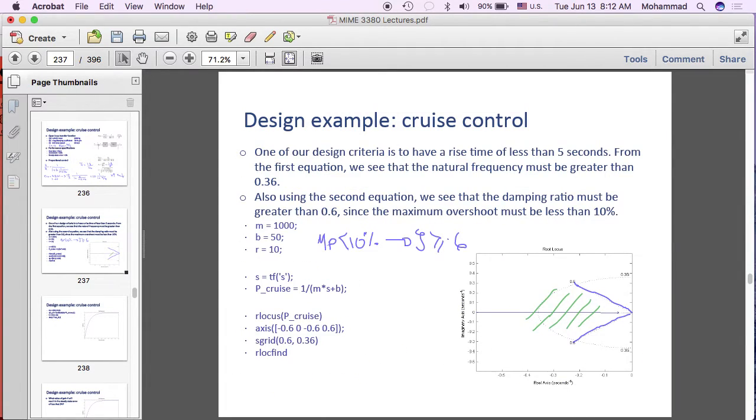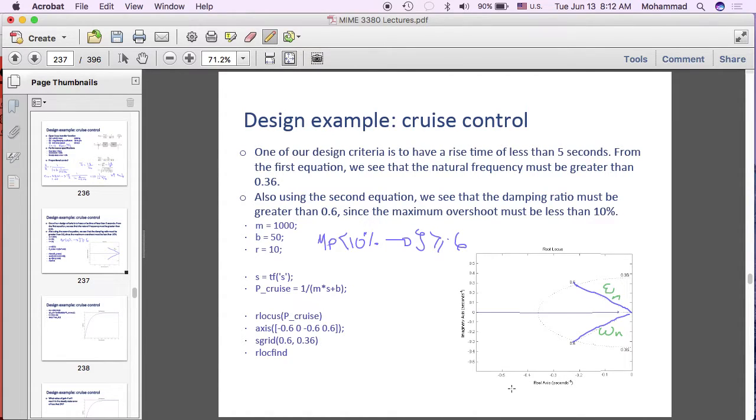So again, if you look at this area, this half circle is associated with natural frequency omega n, because if you recall, the distance from the origin to the pole is the natural frequency. So if one of the two poles is here, this distance is the natural frequency. Equivalently, this distance is natural frequency. So you can come up with a circle of radius 0.36 and draw that circle.